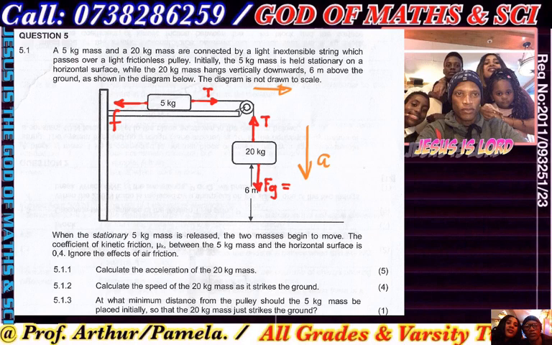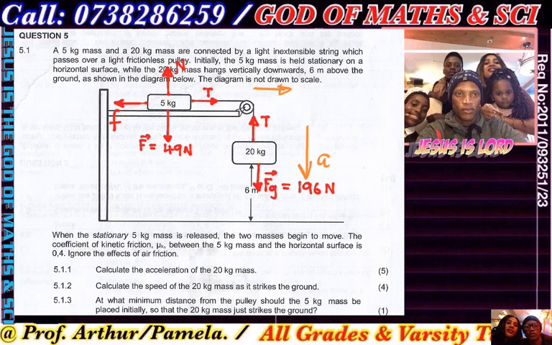Again, it is mg, 20 times 9.8, which is 196 newtons. And coming here, you also have the downward force, the force of gravity, given by 5 times 9.8, which is 49 newtons. And upwards, you've got the normal force. So these are all the forces we have here.